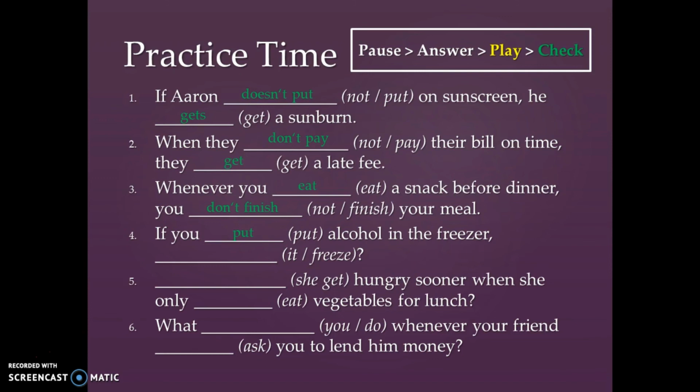If you put alcohol in the freezer, does it freeze? Does she get hungry sooner when she only eats vegetables for lunch? And number 6, what do you do whenever your friend asks you to lend him money? How did you do? How many out of 12 did you get correct?